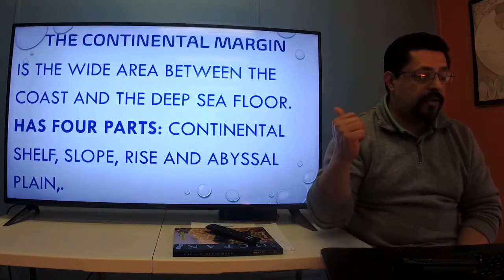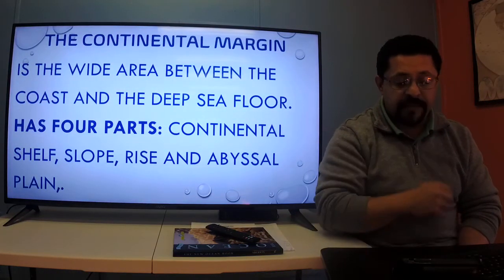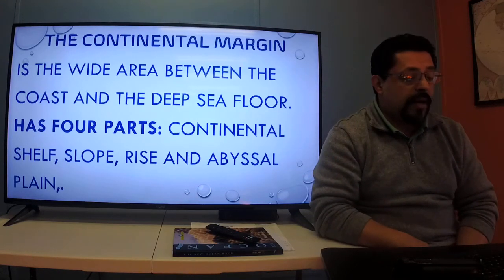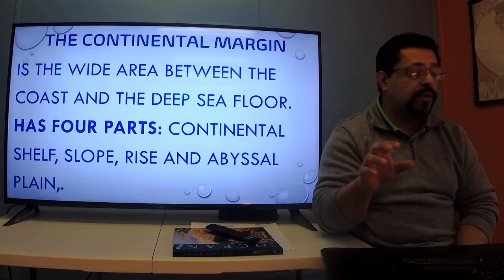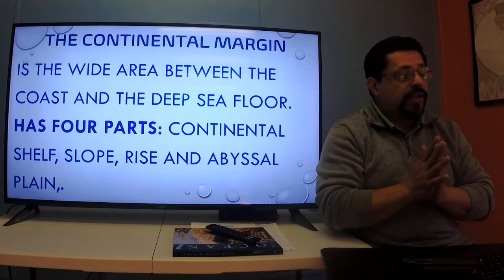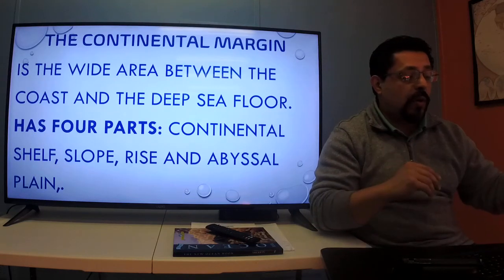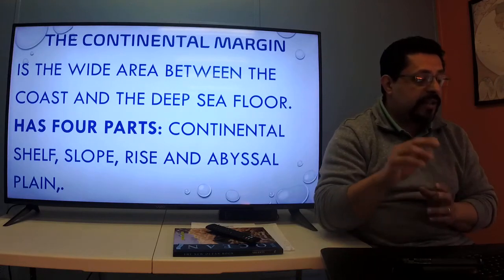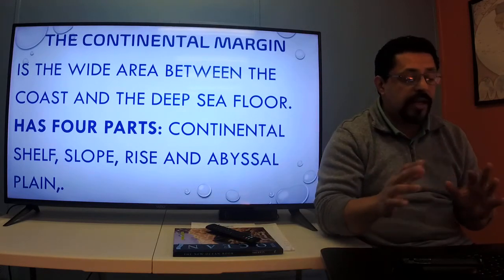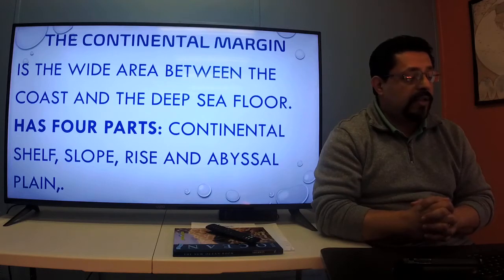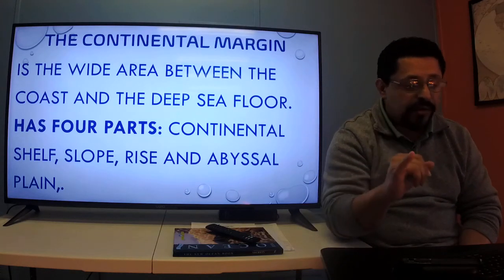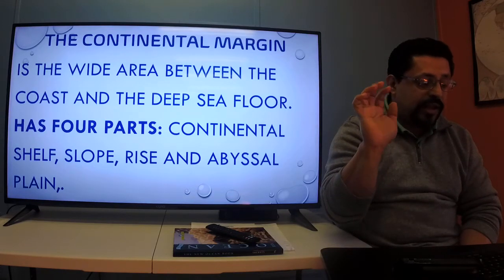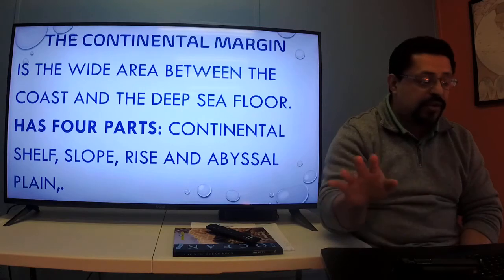If you do not have these notes, I believe you can start copying them right here. So the continental margin, we are talking about physical characteristics of the ocean. The continental margin is the wide area between the coast and the deep sea floor. And I mentioned to you that it's made up of 4 parts, and we're going to look at each one throughout this class. First, we have the continental shelf, the continental slope, the continental rise, and the abyssal plain.